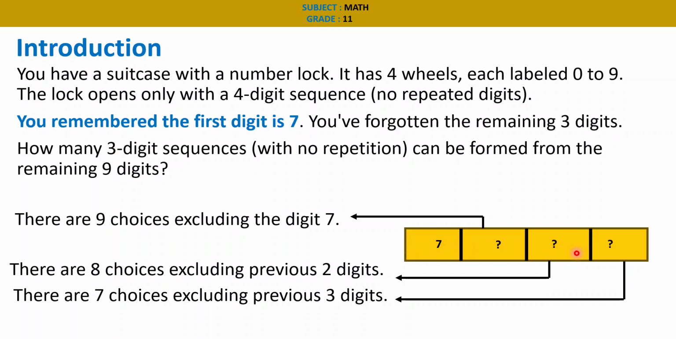The last option you can use only 7 choices, because among the 10 digits 0 to 9, 3 already you have used. So there will be 7 choices left out. Thus, total number of sequences possible is 9 into 8 into 7, that is 504. Oh, now I get it.